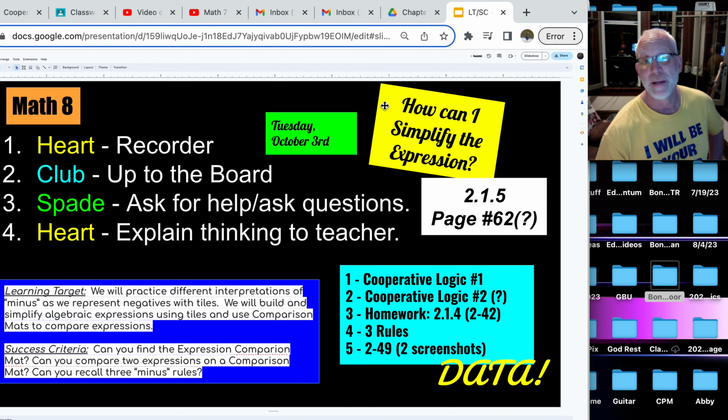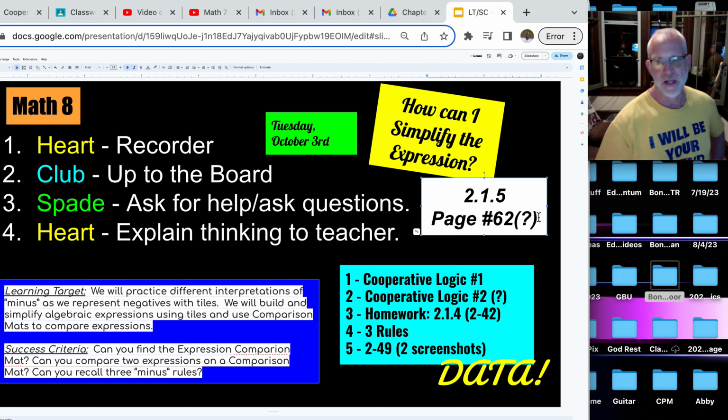So today's Tuesday, October 3rd, and what we're talking about today is how can I simplify the expression. It's 2.1.5 in our ebook, and I think it's page 62 in our hard copy book, but I'm not sure. I'll have to check on that one. So here are the learning targets for today. It says we will practice different interpretations of minus as we represent negatives with tiles. We will build and simplify algebraic expressions using tiles and using comparison mats to compare expressions.